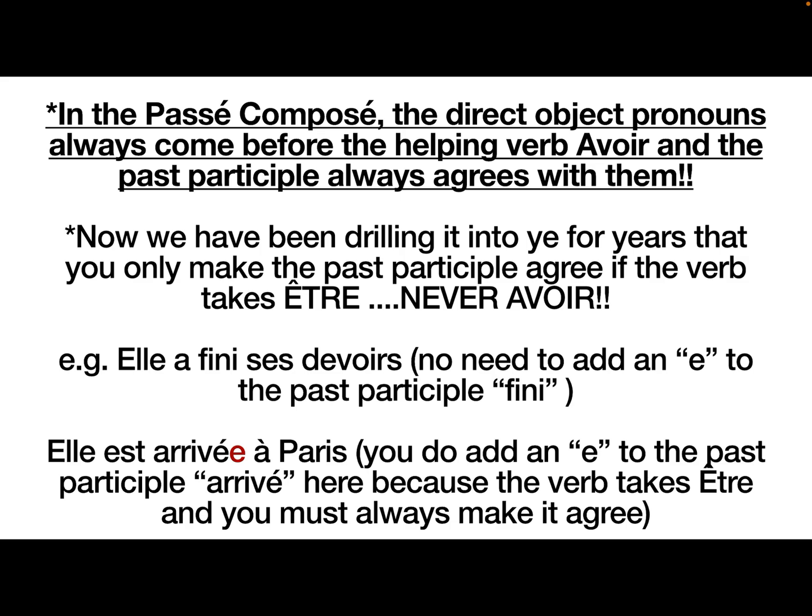For example, look at the example here. Elle a fini ses devoirs. She finished her homework. Because it's she finished and the verb finir takes the helping verb avoir, you don't make any agreement to the past participle. It's only if the helping verb is être, all right? So look here, elle est arrivée à Paris. We do add an E onto the past participle because it takes the helping verb être. So you must make it agree.